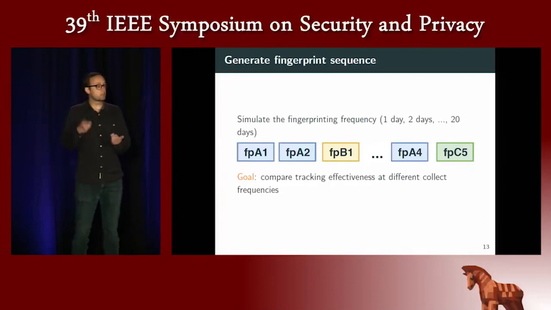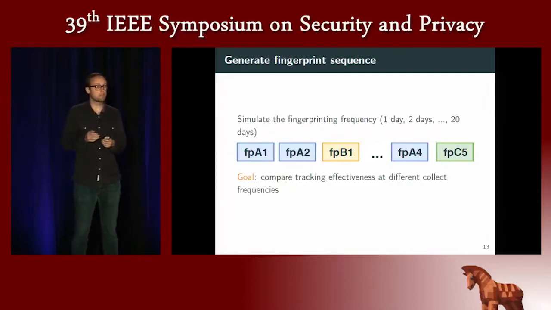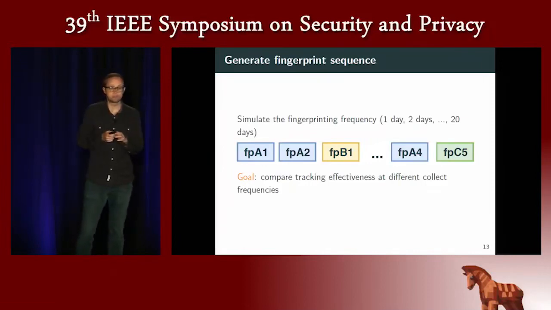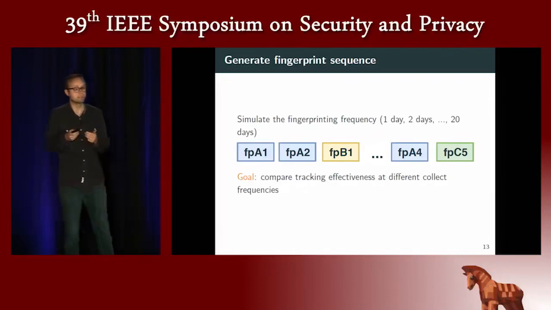So we order fingerprints in the way that they would have been collected, but we simulate the effect of the fingerprinting frequency, because we want to test whether or not collecting a fingerprint every day or every 2 days or every 3 weeks has an impact on the possibility to track a browser. The idea is that if you collect a fingerprint every day, there will probably be fewer changes than if you collect it every 3 weeks.